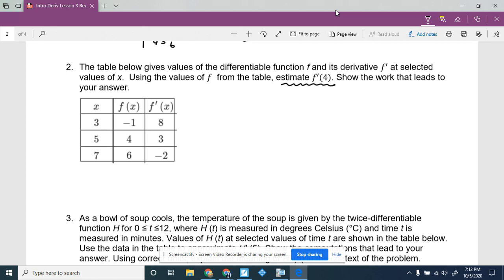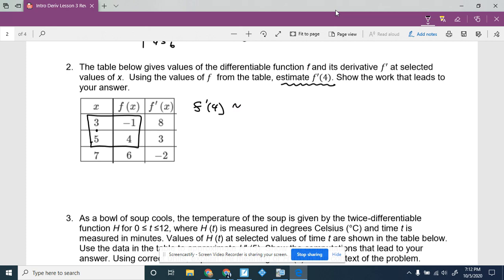So, where would 4 lie in these x intervals here? Well, 4 would lie somewhere right there. So this is what I'm going to do. I'm going to find the slope of the secant line that's passing through these 2 points. So I would literally write f prime of 4, and I don't write equals.